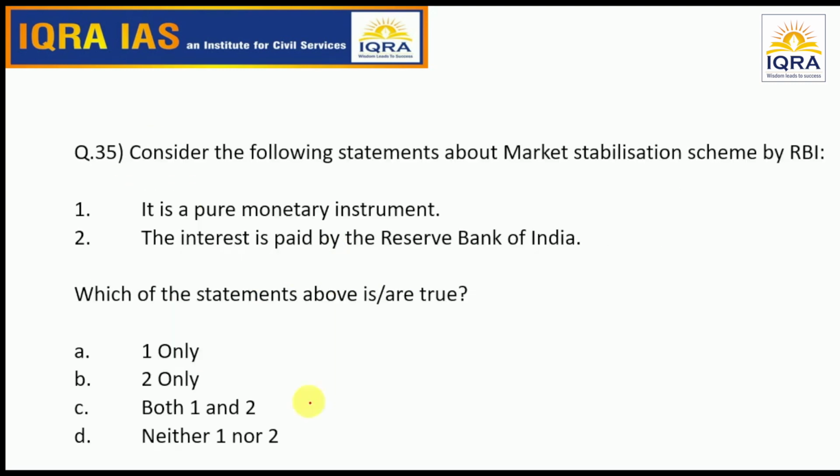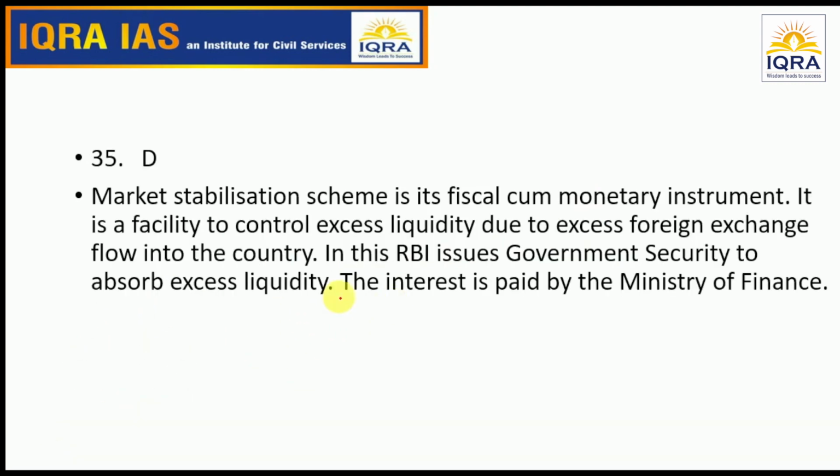So consider the following statements about market stabilization scheme by RBI. It is a pure monetary instrument. No. The interest rate is paid by Reserve Bank of India. No. It refers to this market stabilization scheme. So correct answer is D. Why? It is a scheme.